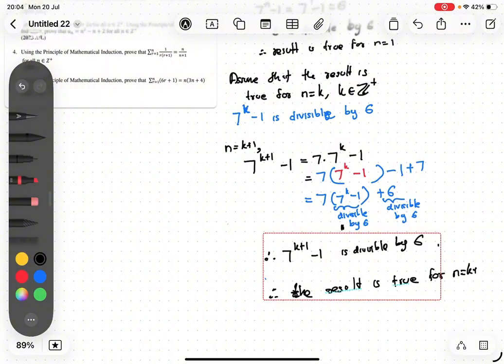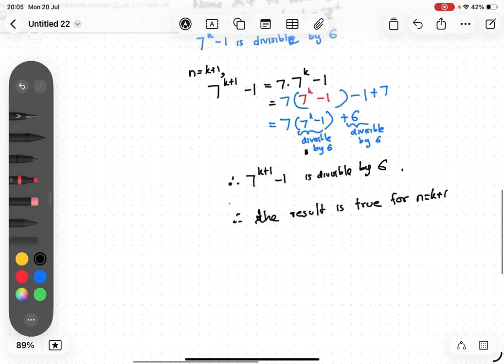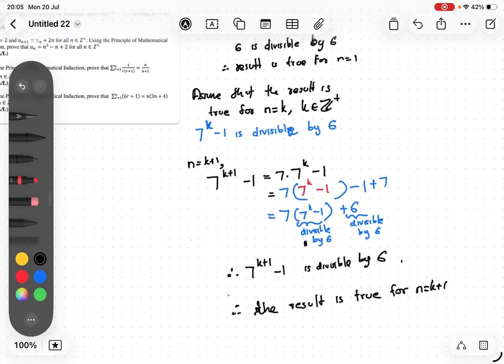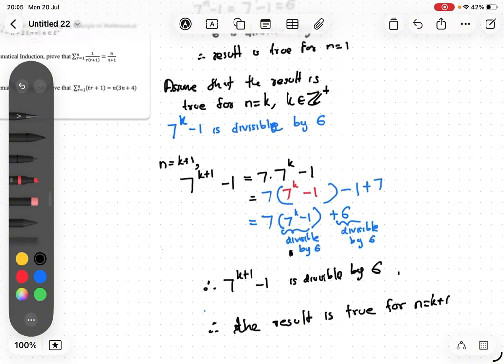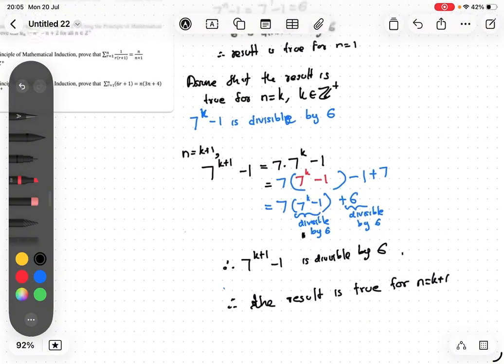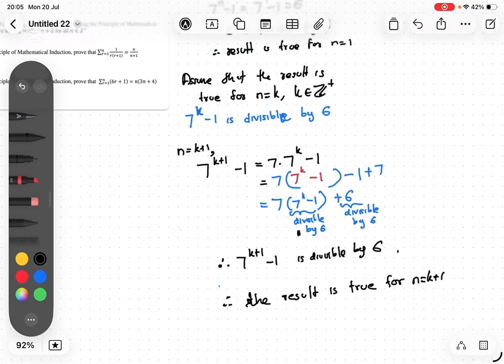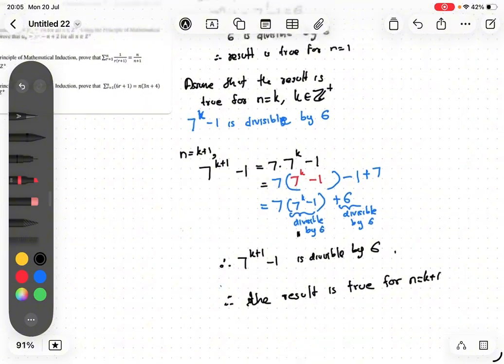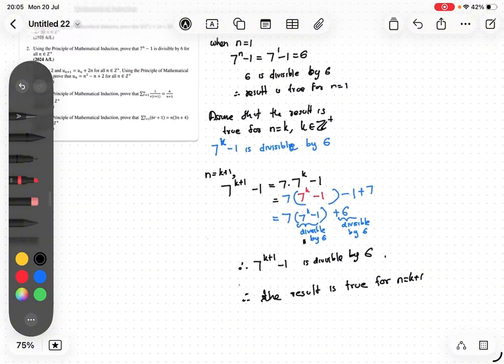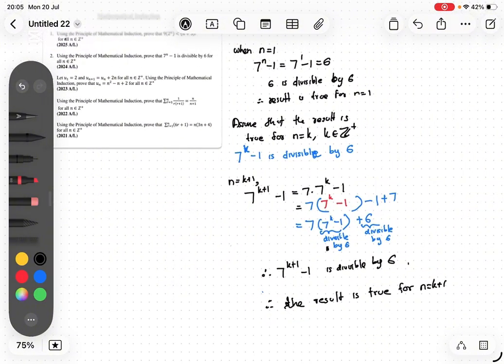N equals k plus 1. Clear? Okay, right. Then you can write the final line. I think in the first part of this video I wrote the final line. We had to write: the result is true for n equals 1. If it is true for n equals k, we proved that it is true for n equals k plus 1. Therefore, by the principle of mathematical induction, the result is true for all positive integers. So you have to write that line, okay? You get 5 marks for that last part also.